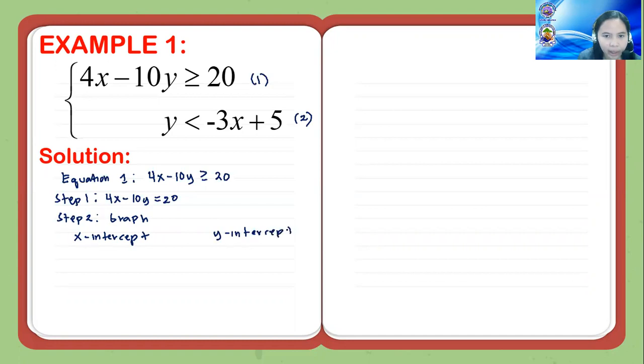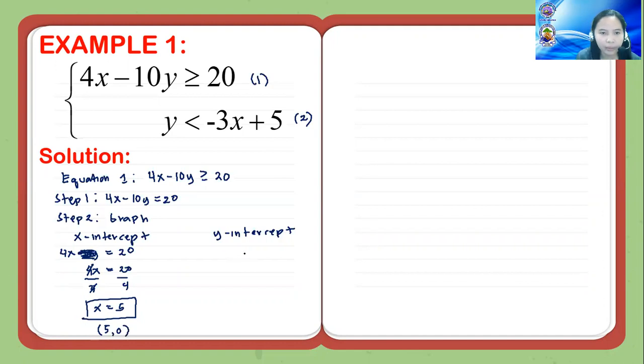Okay? So for the x-intercept, we have 4x minus 10y is equal to 20. You will let y is equal to 0 or just remove. It is just a shortcut. And then we have 4x is equal to 20. Divide both sides by 4. So we have now x is equal to 5. So the ordered pair is 5, 0.